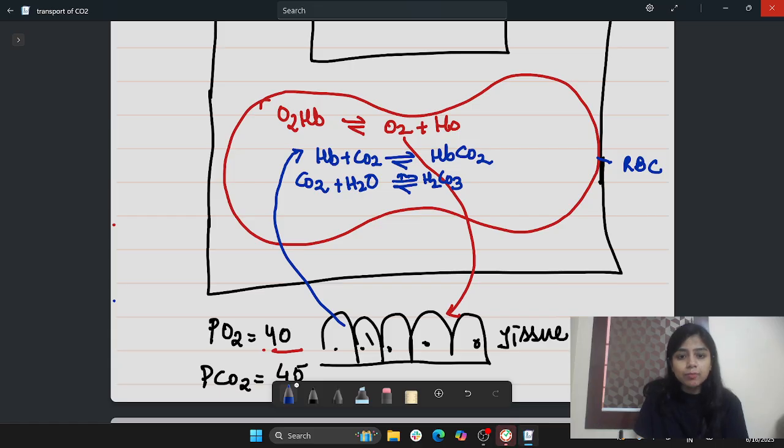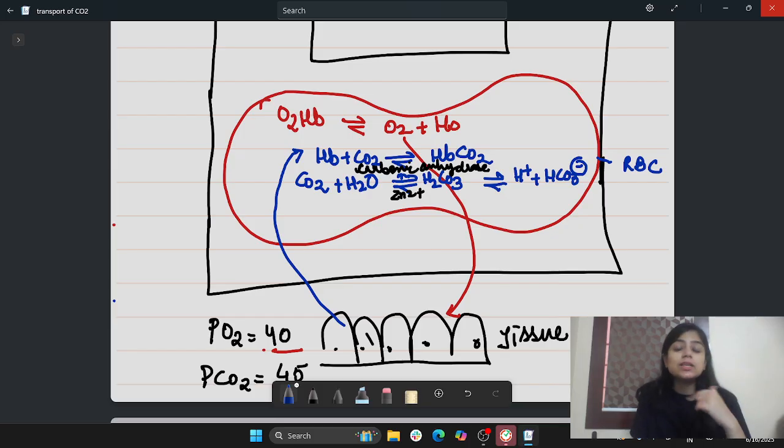we have an enzyme. Let's write down the name. Carbonic anhydrase. Now this enzyme requires a metal ion also, that is Zn2+. What does it do now? It's reversible. It will dissociate into H+ plus HCO3- ion. Okay? Now, as you can see, there is an increase in the acidity inside the RBC.